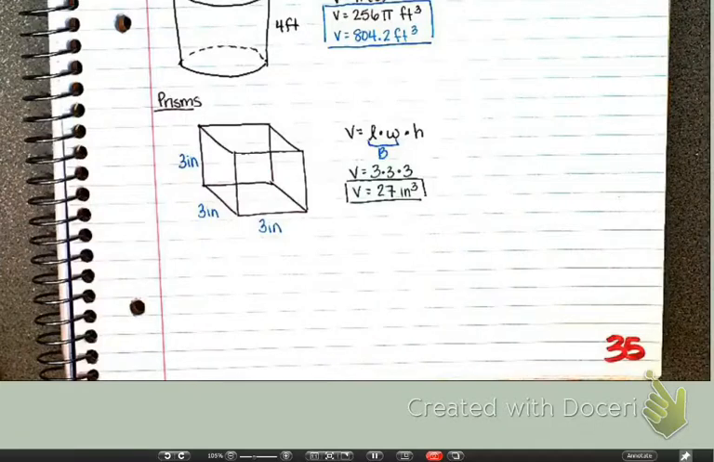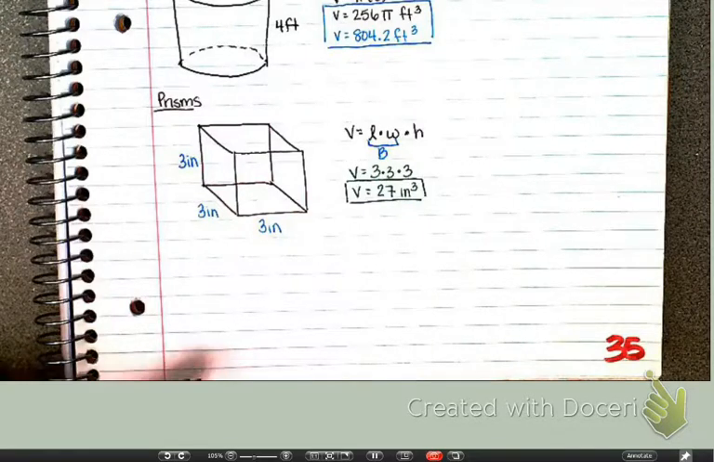Now the nice thing about this is, say you don't know which one's the length, the width, and the height, you're multiplying, so it doesn't really matter, right? Because we can multiply in any order. Are we okay with that? Okay. But I said that prisms have different shape bases. So this one's going to be fun.